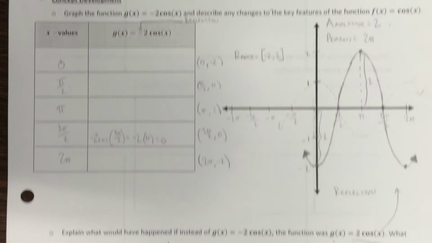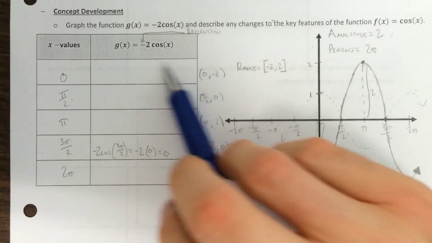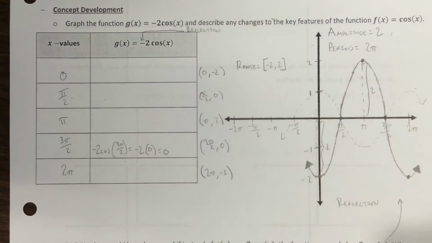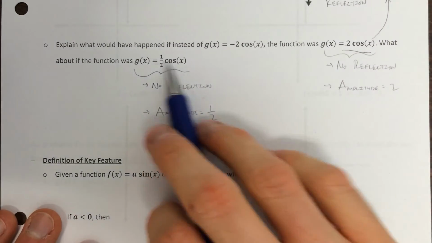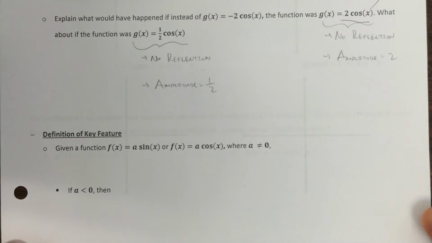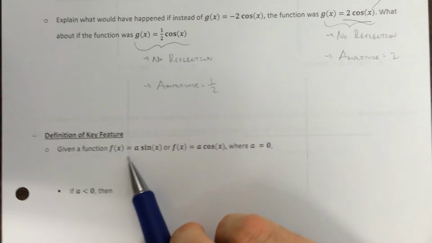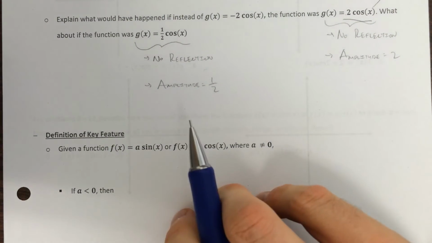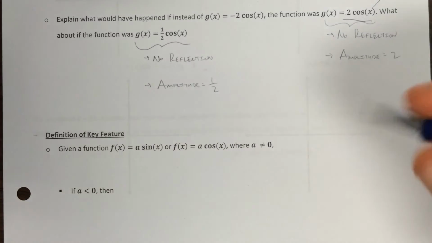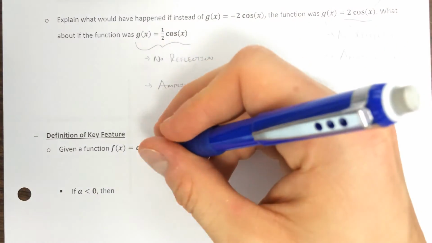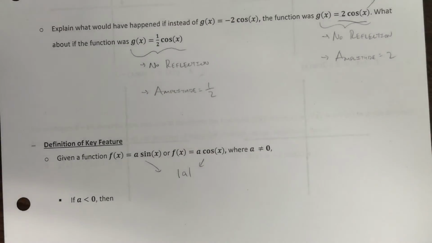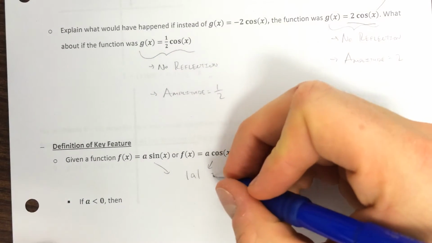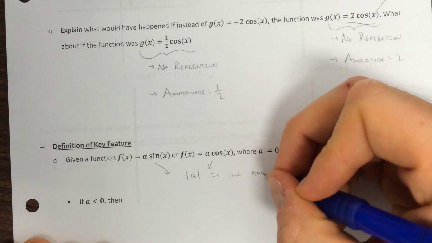So that's what's happening when we multiply our parent function by a value. We multiply by -2 here. We reflected and the amplitude changed. Here we multiply by 2, our amplitude changed, no reflection since it's not negative, and similar thing here. So maybe I'm not going to go through this definition. If a times sine of x or a times cosine of x, I'm going to just give it to you. A is going to be our amplitude, but we have to be sure that we take the absolute value of a to make sure it is positive. That's going to be our amplitude.